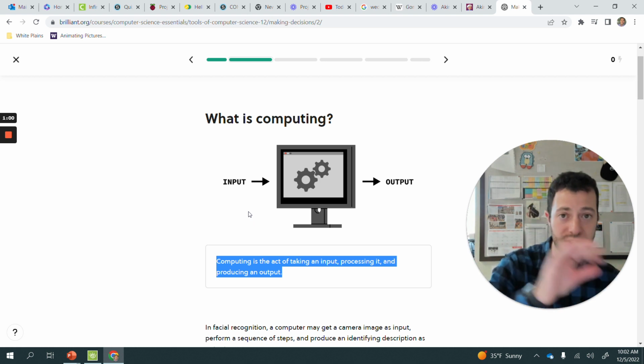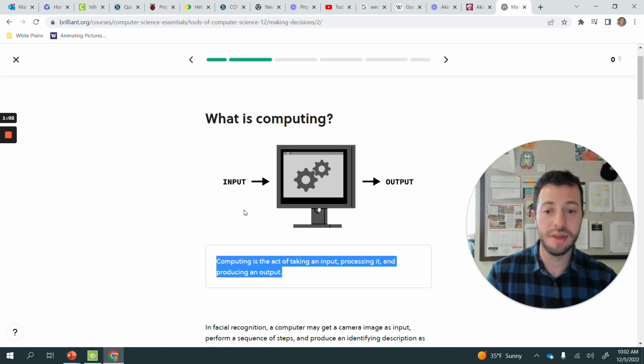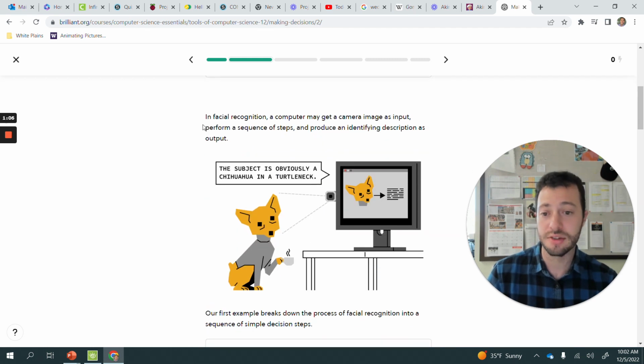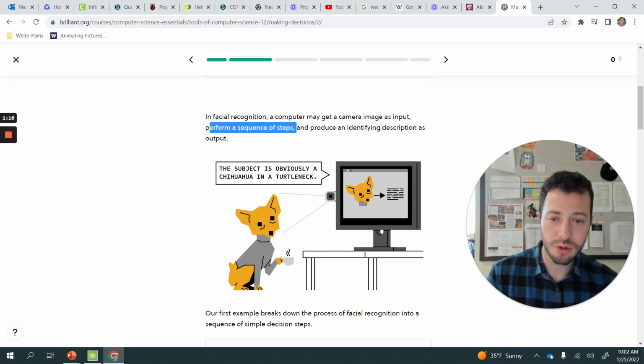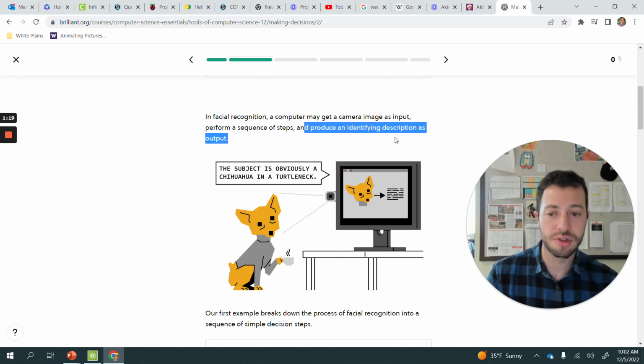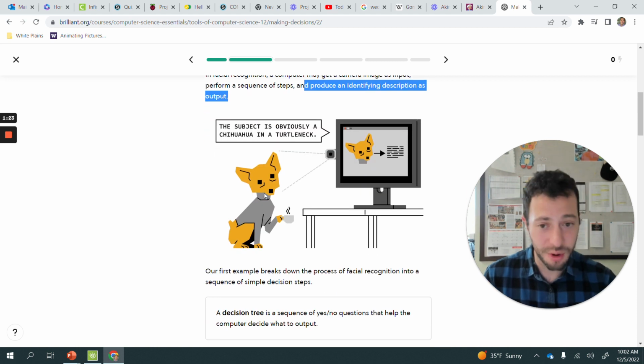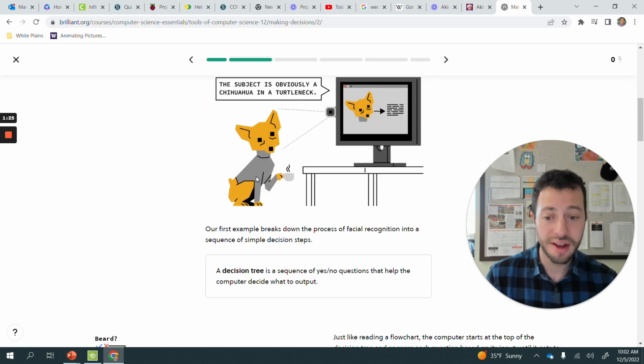How does it happen? The steps in between me clicking and you seeing me moving this, what exactly is happening behind the scenes? Well, the computer is making a lot of decisions using yes or no decision trees. In facial recognition, for example, a computer may get a camera as an input, perform some sort of thing, and then produce some sort of description as an output over here. So we can see the subject is obviously a chihuahua and a turtleneck over here, not a muffin.